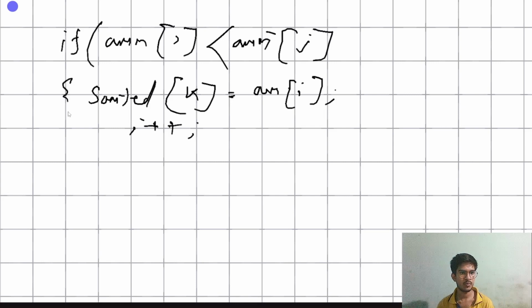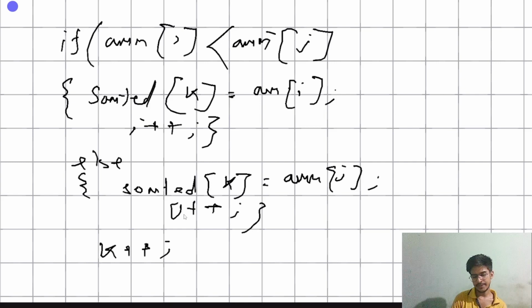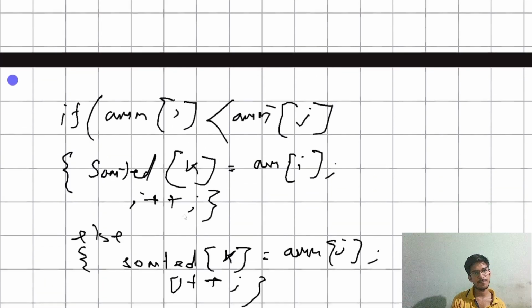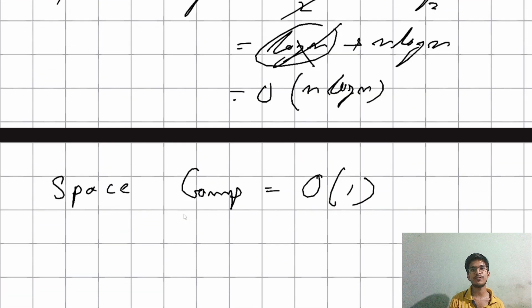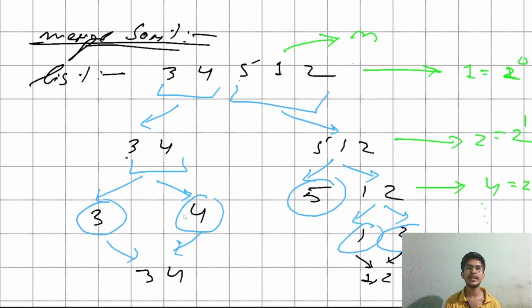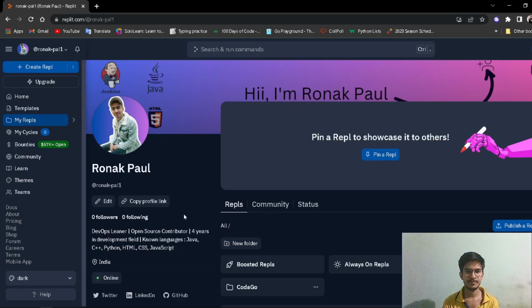Else, if it doesn't work out, then we'll do sorted k is equal to ARR of j, and j will be plus plus. And at the last k will be plus plus, the kth index of the sorted list will be incremented. That's the whole thing of the merging. So let's first see the code of the merging, then I will code the merge sort.